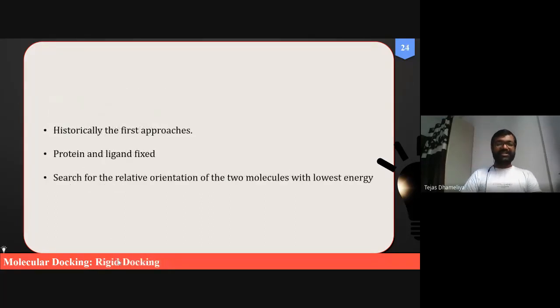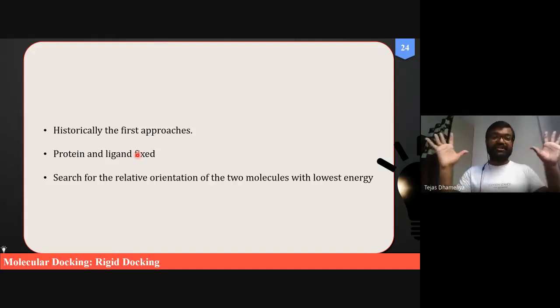So what is rigid docking? Rigid docking is a concept where protein and ligand both are fixed. The protein itself is fixed, the ligand is also fixed, and they are not going to adopt any conformational change. That is called rigid docking, where the ligand and the receptor are rigid.